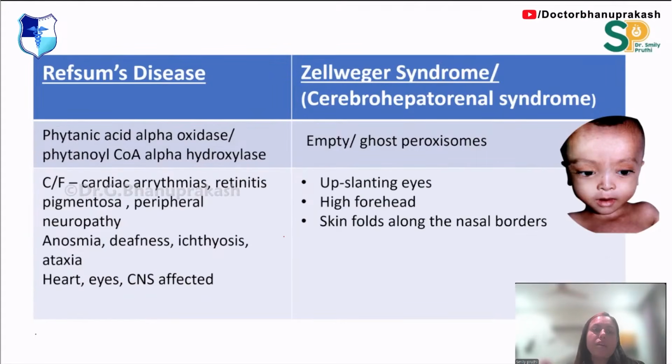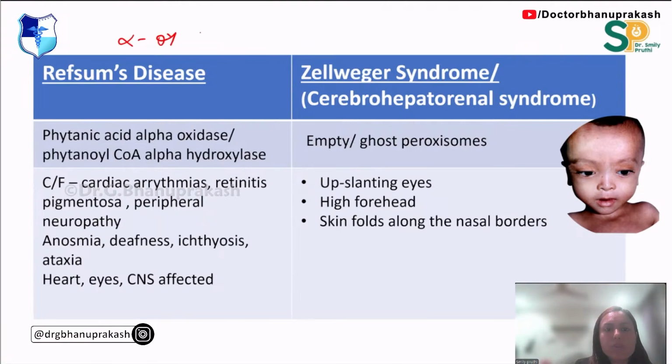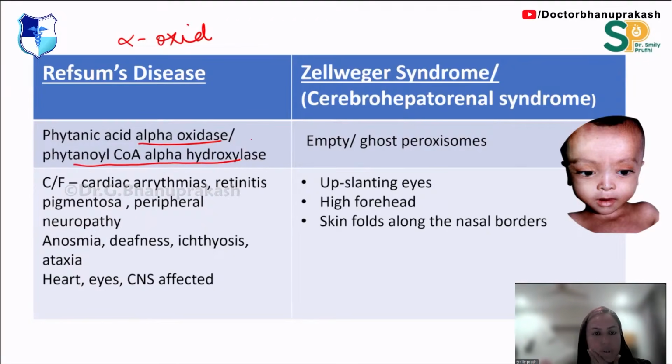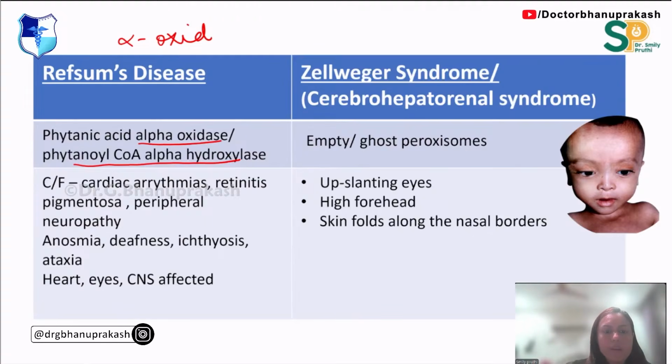Then on next slide, two diseases taken deliberately on one slide, Refsum and Zellweger, because sometimes we can get confused about these two. So in Refsum, there is defect in alpha oxidation. So enzyme is phytanic acid alpha oxidase, or phytanoyl-CoA alpha hydroxylase. Alpha oxidation occurs in peroxisomes. Clinical features of Refsum are cardiac arrhythmia, retinitis pigmentosa, peripheral neuropathy, anosmia, deafness, ichthyosis, ataxia. So basically heart, eyes and CNS affected.